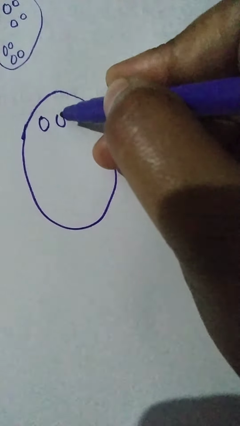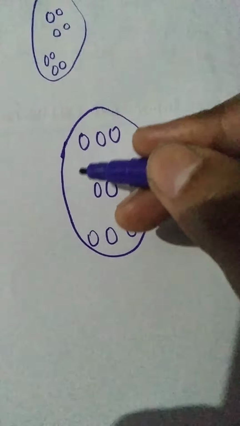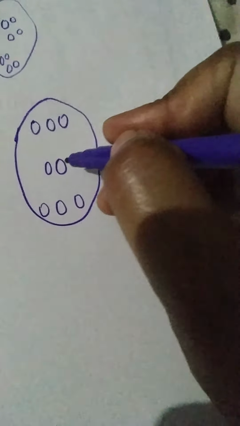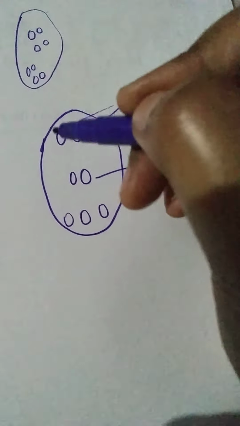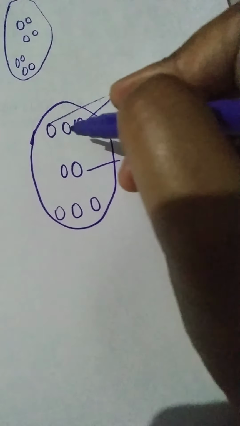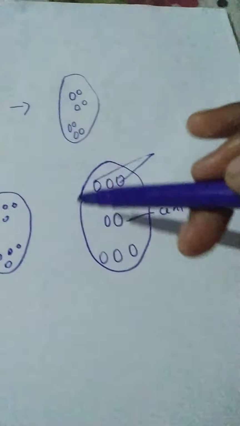in such a way it will be developed like this. There will be 3 cells, and in the middle polar nuclei will be formed. This is the central cell, and the cells here are known as synergid cells. One will be formed as an egg, and they will form in between like that, and a wall will also be formed.